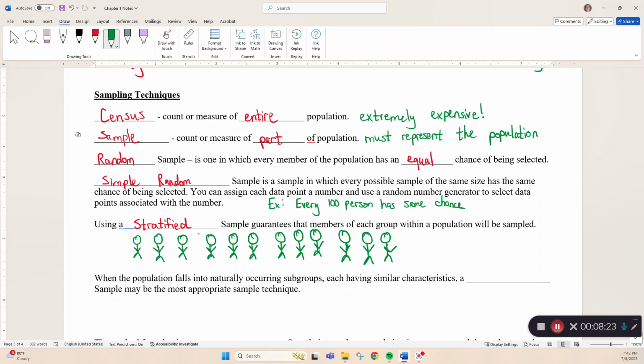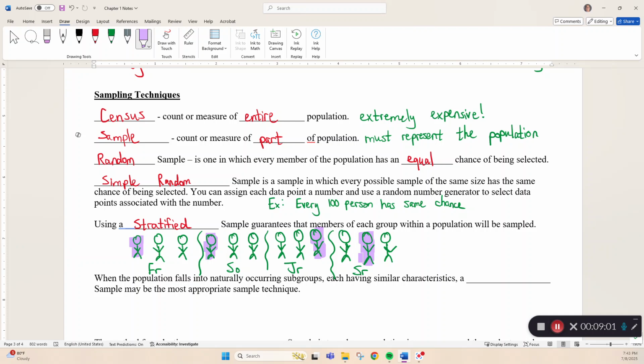Okay, so I can break these up and say, okay, these are my freshmen, these are my sophomores, these are my juniors, and these are my seniors. Stratified sampling is when I can separate them into groups, and then I can say, you know what, I'm going to pick one person from each group. I want to survey 4, so I'm going to pick him. Maybe I'd pick like that.